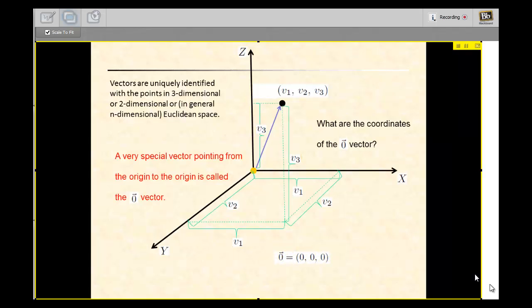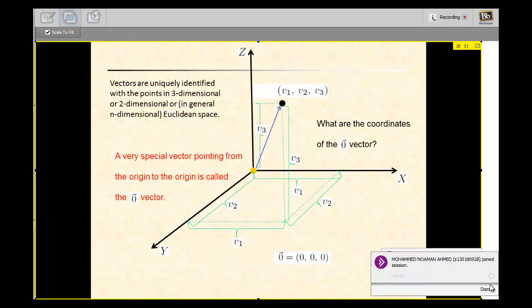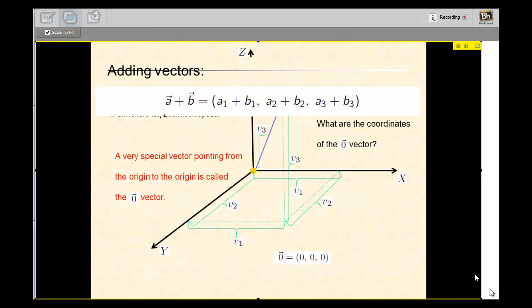The coordinates of the zero vector in 2 dimensions you can write as 0, 0. In 3 dimensions you can write 0, 0, 0. In 4, 5, 6 dimensions you write that many zeros.